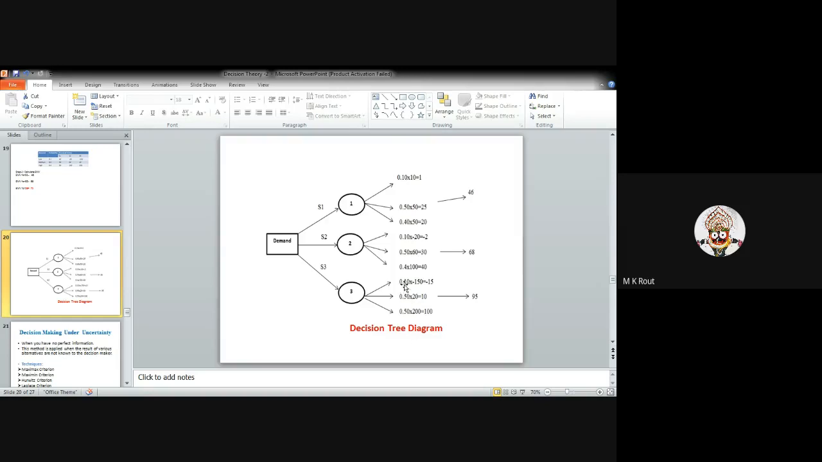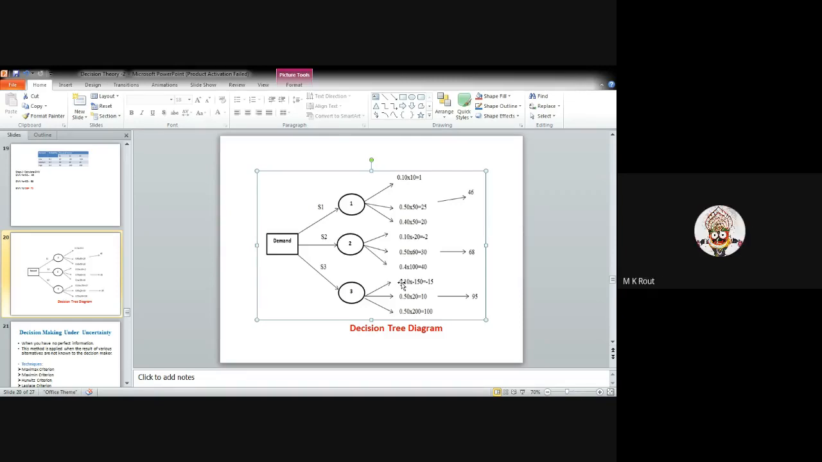Similarly, the last one, 0.10 into 150, that equals 15. 0.50 into 20 equals 10. And 0.40 into 200 equals how much? So 75. That is 75. Make it correct, 75. Okay, I made this in the case of 0.4 into 200.